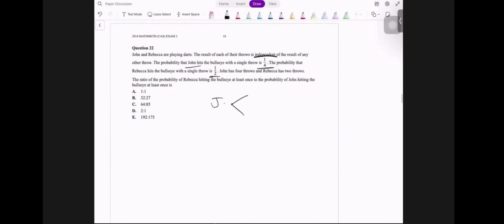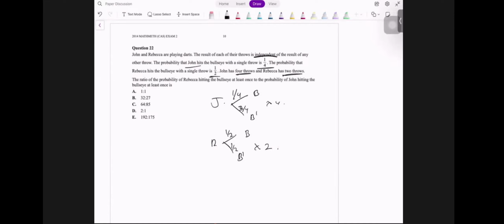For John, bullseye: if he gets a bullseye, it's a quarter; if he doesn't, it's 3/4. For Rebecca, bullseye or not getting a bullseye, you get a half each. John has 4 throws, so I'll say times 4, and here it's times 2, just so I know my information.